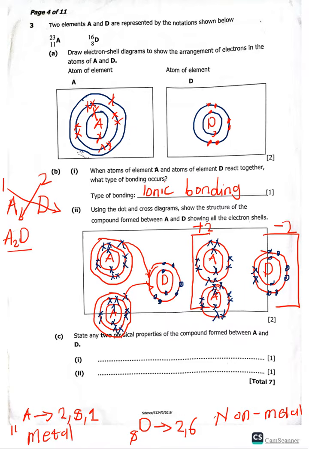Now let's move on to question C. State any 2 physical properties of the compound formed between A and D. So the compound is an ionic compound. So number 1, it conducts electricity.